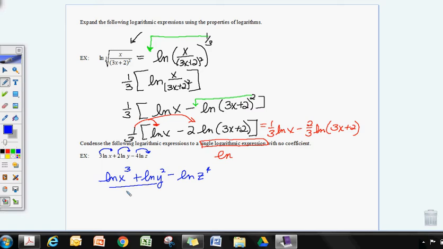Addition means that I'm going to multiply them, and then it's being divided. So guess what? Natural log written once. There's an x to the 3rd times a y squared. That's my multiplication, and it's being divided by a z to the 4th. Okay? That would be my simplified answer.